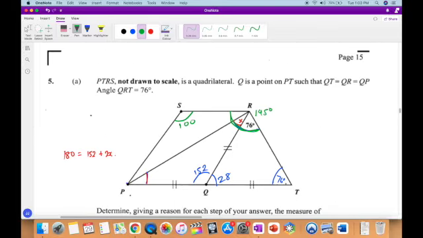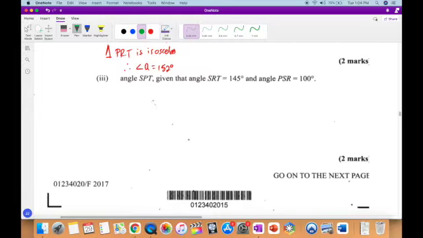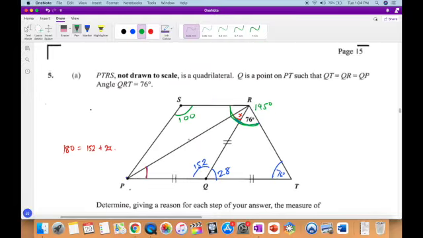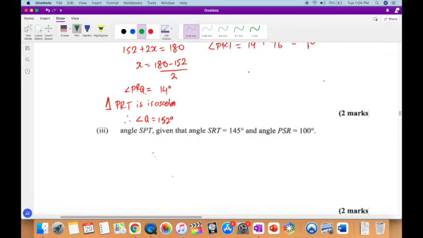So we can see here that we have a quadrilateral, right? And we know that in quadrilaterals, the opposite angles are supplementary. The opposite angles add up to 180 degrees. So what is the angle they want us to find? SPT. SPT is this angle here. So that means that it'll be supplementary to 145.